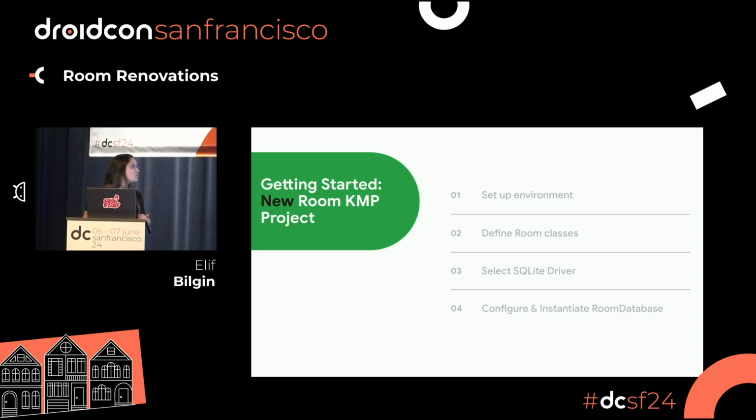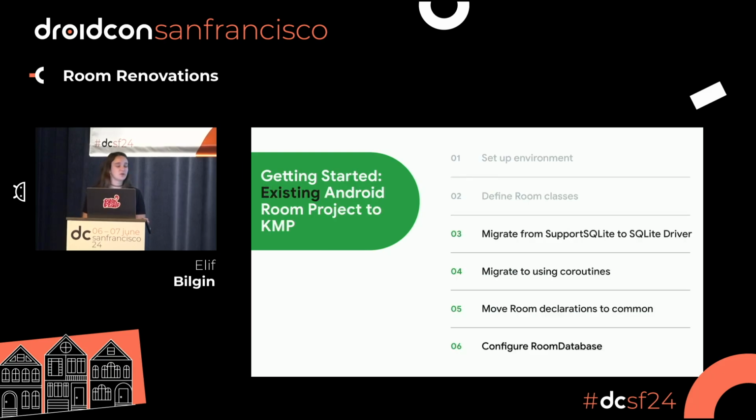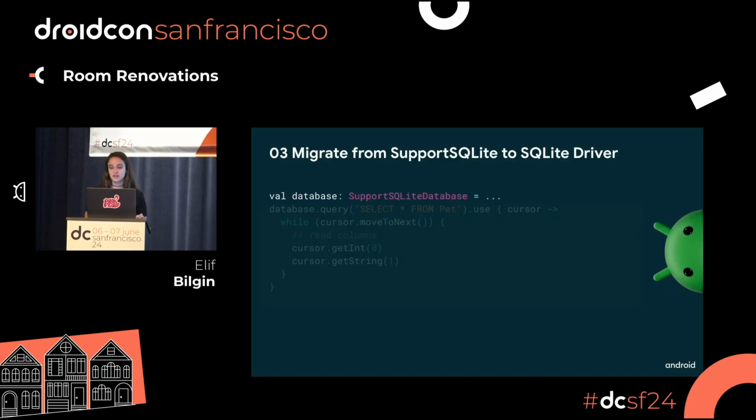But a more important question is probably, what if you had an existing project that uses Room and you want to move to Room KMP? This is going to be a little more tricky, obviously, because you already have so many existing usages that you're going to have to migrate. So the first step is to migrate from support SQLite to SQLite driver. This is a big task, but you can actually do this incrementally, and I'll say more on that later on in the presentation.